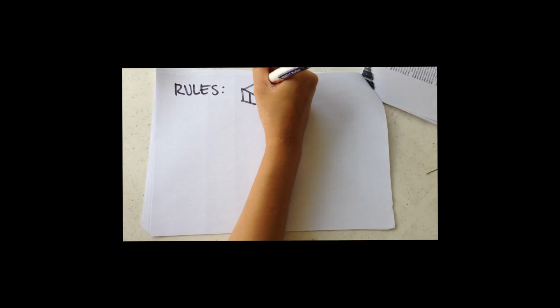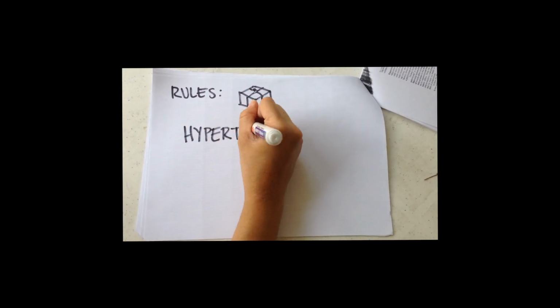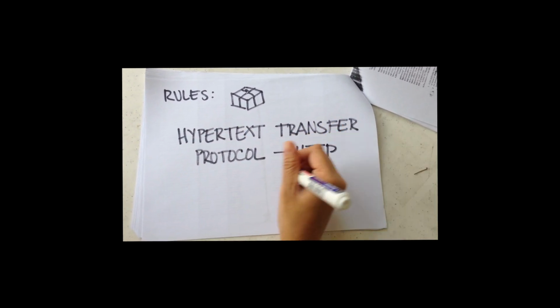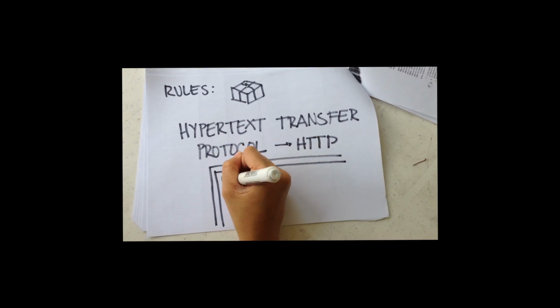The set of rules that we use to package and move data around the world using the World Wide Web is the Hypertext Transfer Protocol, or HTTP, which we usually see at the start of a web address.